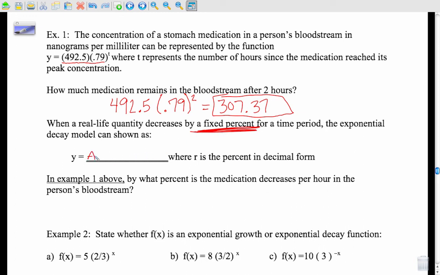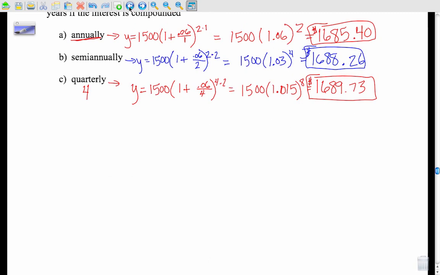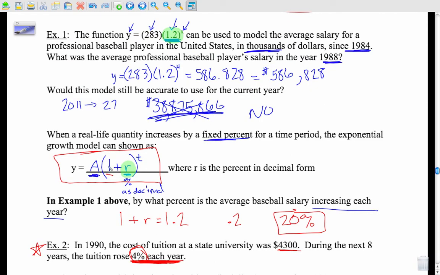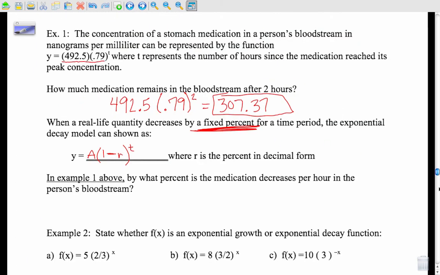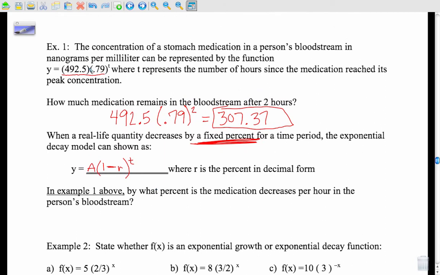Same concept as before. If it has a fixed percent, meaning the percent doesn't change over time, then we're going to write this as the exact same thing as growth, where it's A, parenthesis 1. The only difference now is instead, because we are decaying, we have to subtract an R, take it to the t power. Otherwise, it's the exact same formula as it was. If I go back here, right here, this exact same formula, the only thing I'm changing though is instead of plus, I've got a minus.